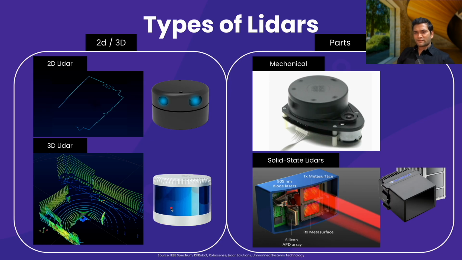Now, the next categorization of LiDARs can be based on the parts or how they're constructed. First one is mechanical type. The ones that we already saw with the motor rotating the sensors, those are mechanical ones. The second type of LiDAR in this category is called solid state LiDARs. They do not have any mechanically moving parts inside them, like a motor.